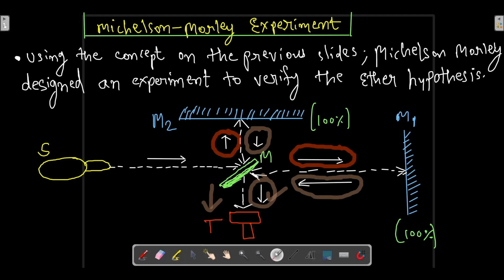Now when this brown beam was coming downward, it was reflected and it was transmitted. We considered the transmitted one and neglected the reflected one. And when this brown beam was coming in the leftward direction, we considered its reflection and neglected its refraction. So for these beams only reflection was considered, and for these beams only refraction was considered, because over here is the observing telescope.